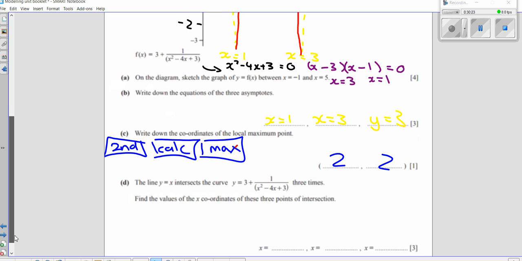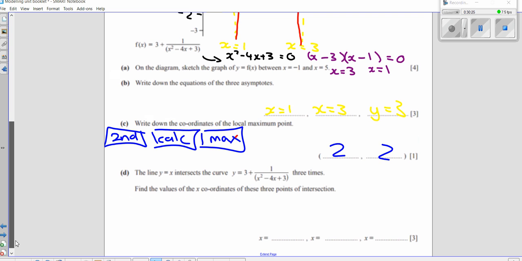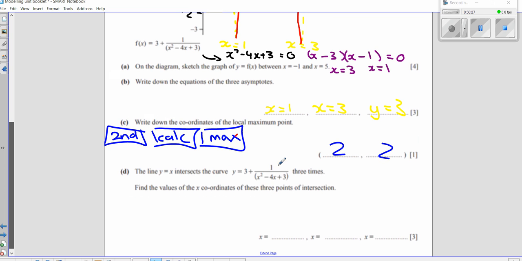Okay, so here we go. The line y equals x intersects the curve 3 times. Find the x coordinates of those 3 lovely points. So you can do it by graphing, but in case you did something wrong with your graphing, try to do this so that you get a mark. That's x equals 3 plus 1 over x squared minus 4x plus 3. So showing that could get you a method mark.